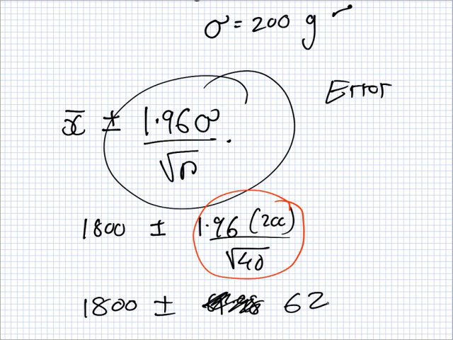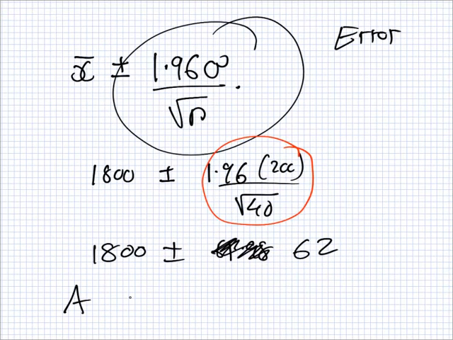So what is this telling you? This is telling you that the true mass of the birds is 1800 plus or minus 62. So in fact, maybe the birds could be as heavy as 1861 or 1860. Do you understand? It puts limits on our estimate. This is called a confidence interval.